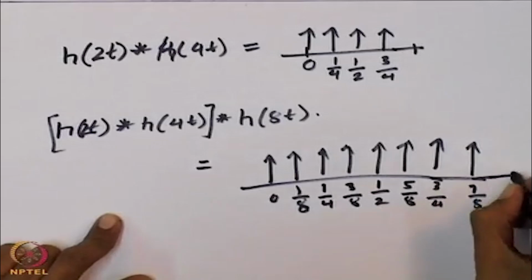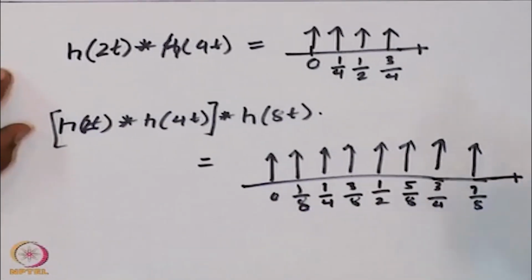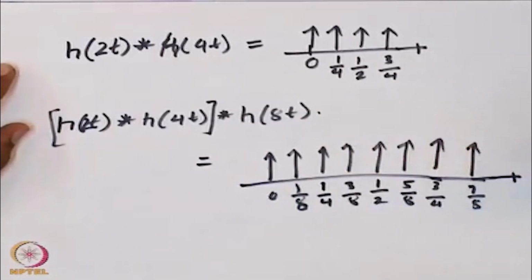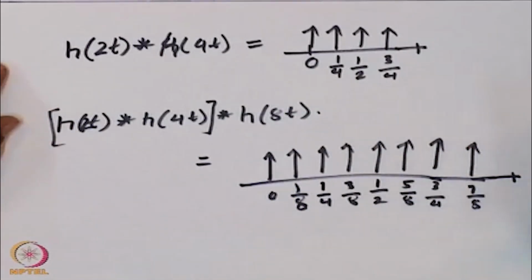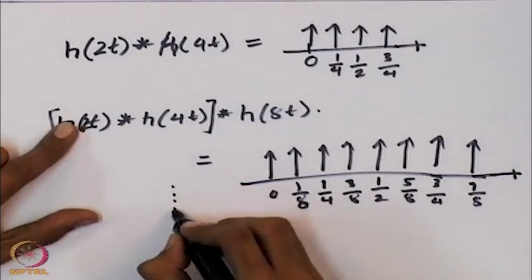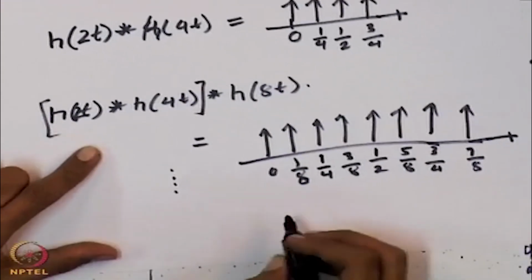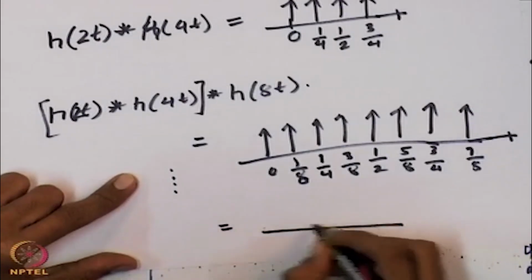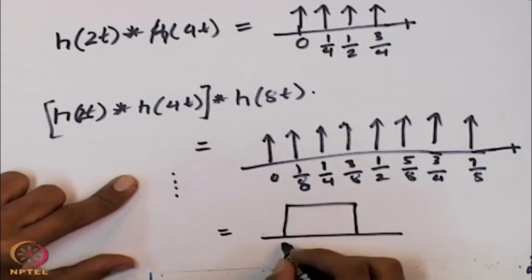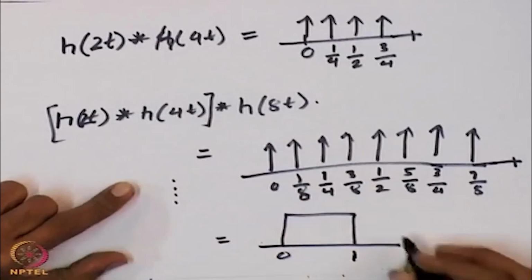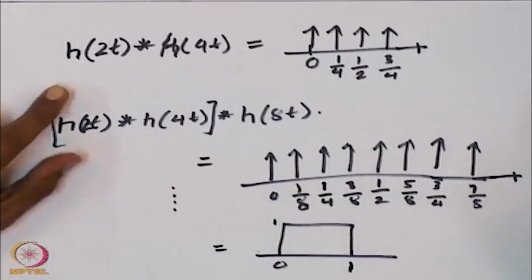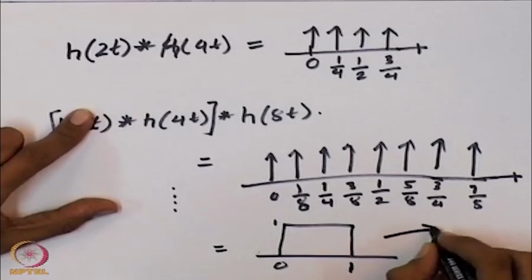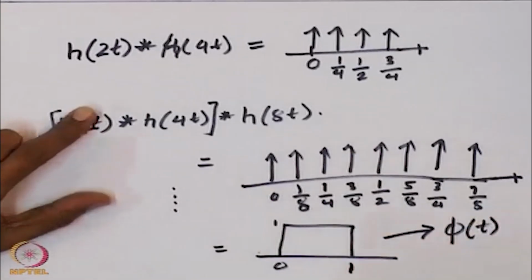So, as you can see, the support for this is from 0 to 1 even now, and in every case, but the impulses are becoming denser and denser, they are becoming closer, and if we keep continuing in this way, we get a signal which looks like this. And this is exactly what we called as our scaling function, which is phi of t. Next, we will move on to how we generate the wavelet function.